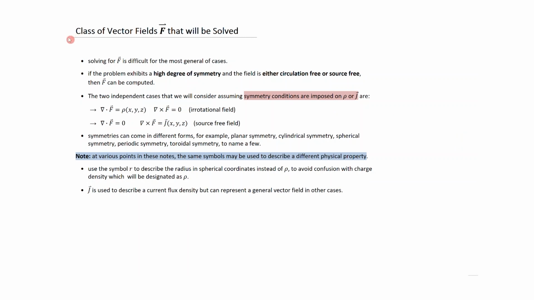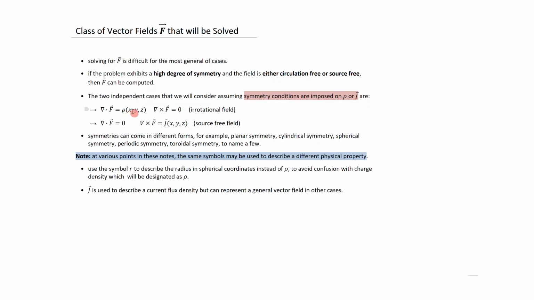All right, so the class of vector fields F that will be solved. I've just put in bullet form the different things that are of importance. First of all, solving for F is difficult for the most general of cases, but those are not the cases we're going to consider. We're going to look at problems where we know we have a high degree of symmetry and that the field is either circulation-free or source-free. And then F can be computed, basically making use of what we already know, applying the divergence theorem or Stokes' theorem.